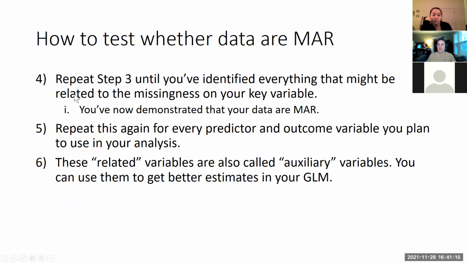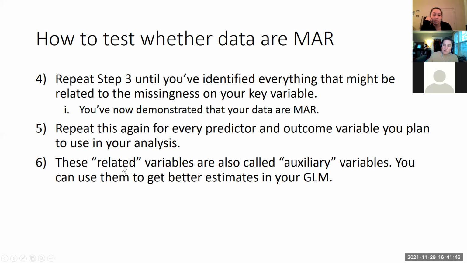So next, you're going to repeat that step until you've identified everything that might be related to the missingness on your key variable. You just repeat it for every predictor or every outcome that you have or plan to use in your analysis. And you would do this separately for every analysis you plan to run, because understanding missing data is specific to an analysis, not a data set. It's specific to an analysis that you plan to run.